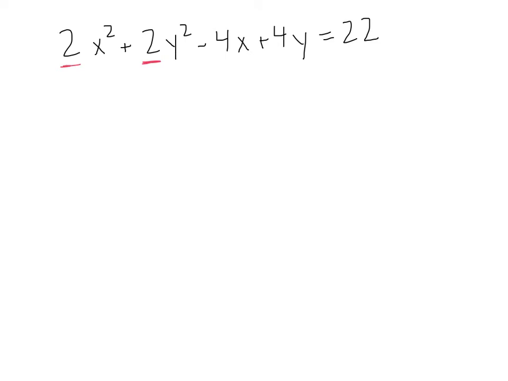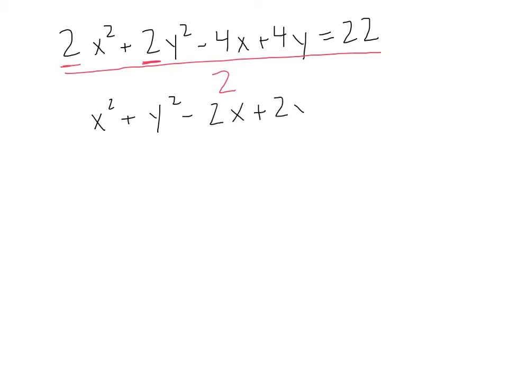Now before we worry too much about having to factor out a and remember all those complete the square rules, look at every term in this equation. Looks like every term in this equation is divisible by 2, so we can do a shortcut. We can divide the whole equation by 2. This means every term will be divided by 2. So then we end up with x squared plus y squared minus 2x plus 2y equals 11.